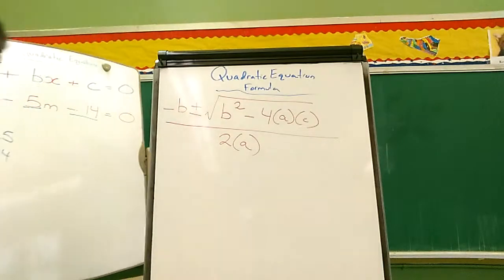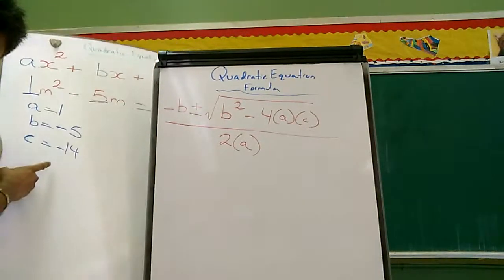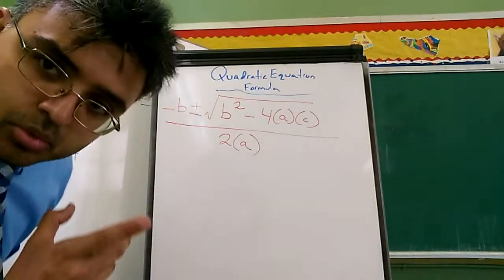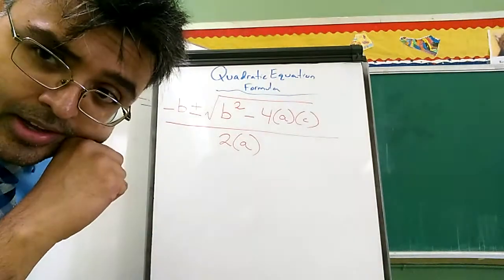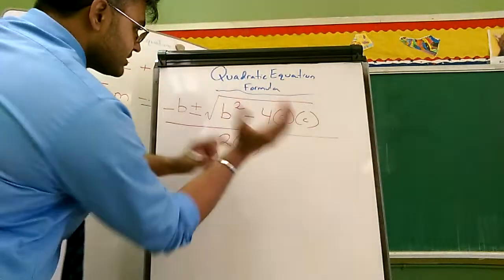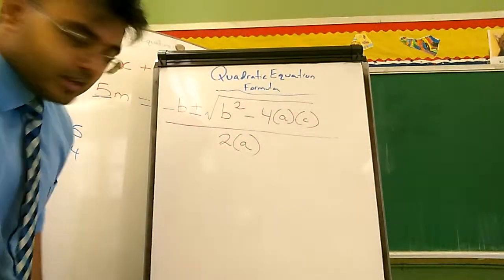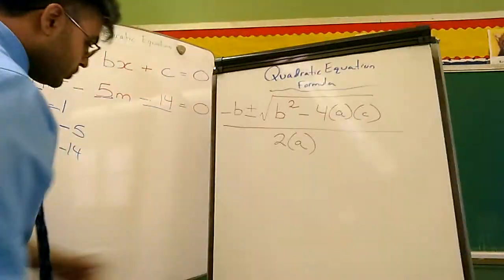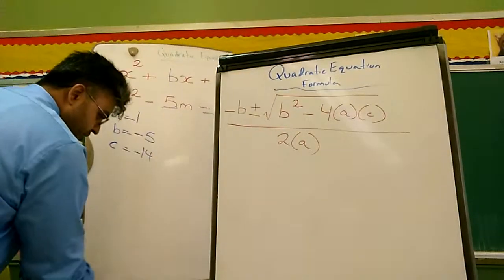Hey, we already found out A, B, and C over here. What should we do with these numbers then? You got it. We take the numbers A, B, and C and plug them right in there. So let's do that right now. We know what A, B, and C are equal to.